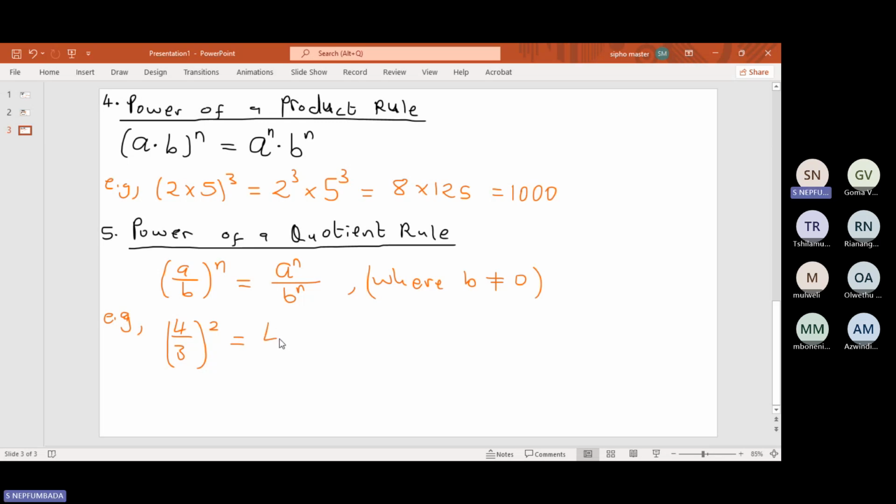We find that it is nothing but equal to 4 to the power 2 divided by 3 to the power 2. Are we good? So now, this is nothing but equal to what? 16 over 9. Are we fine? Yes. Then we proceed.